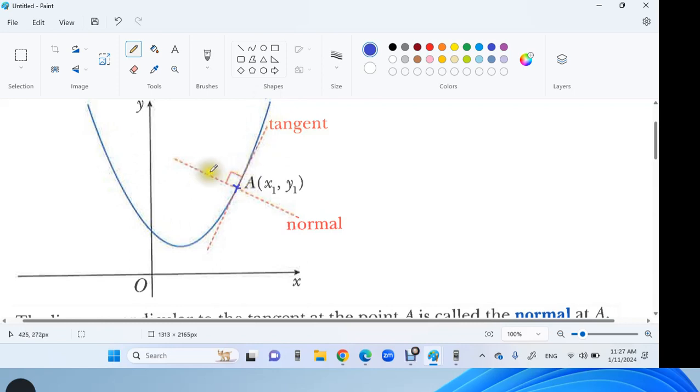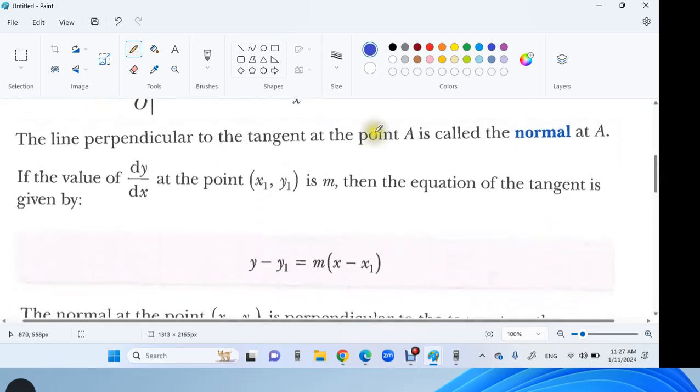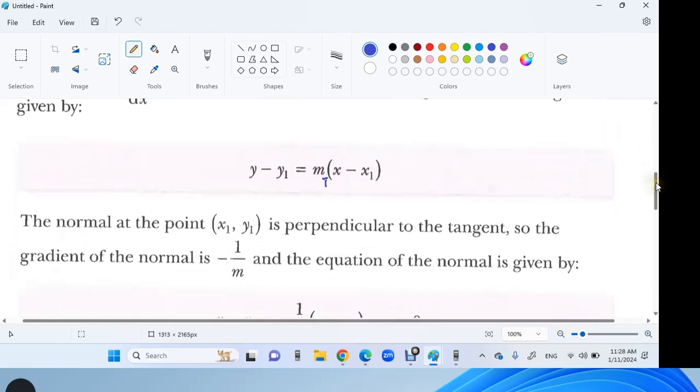Okay, so when we have a line that is perpendicular to the tangent line, that is the normal line. So the line perpendicular to the tangent at the point A is called the normal at A. So dy/dx is the gradient of the tangent. So we have y minus y1 equal to m(x minus x1), where m is the gradient of the tangent.